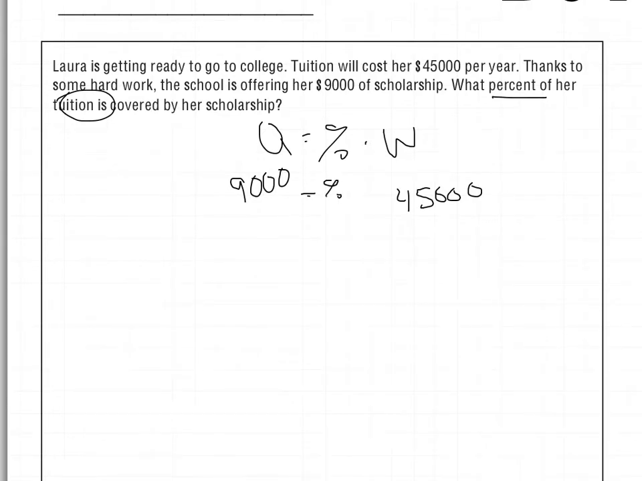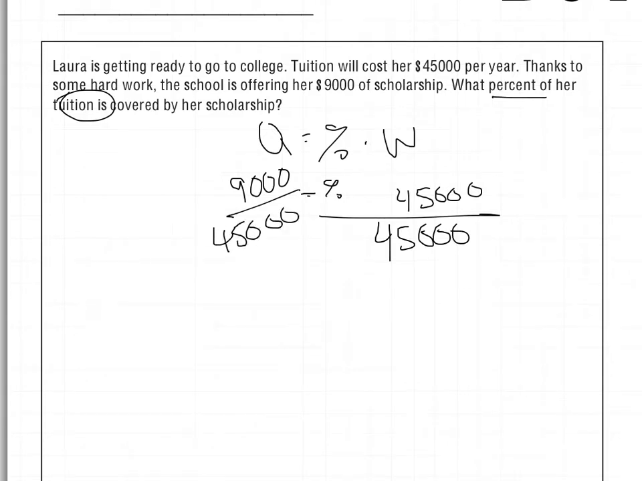So this makes sense. This is divided by 45,000. And if I think about this, I can really think about this as 9 divided by 45 in order to make the math a little bit less complicated. And when I do that, I'm going to get 0.2 is equal to the percent, which is 20%.